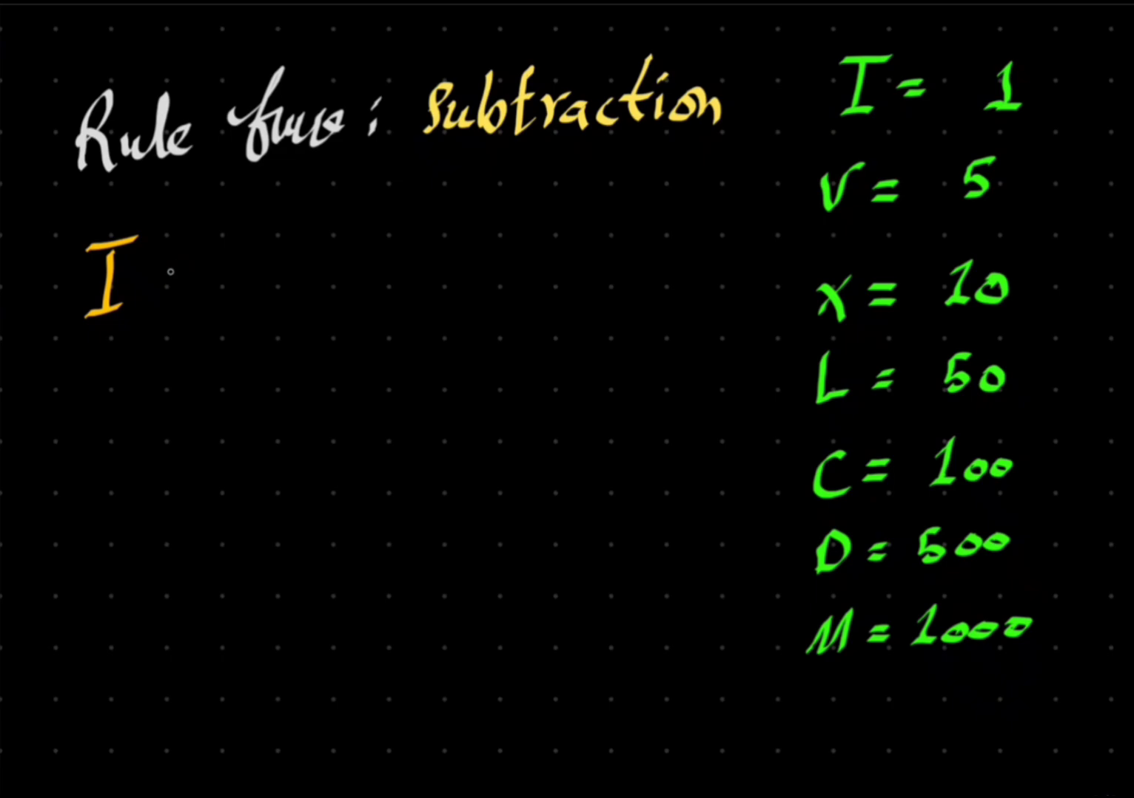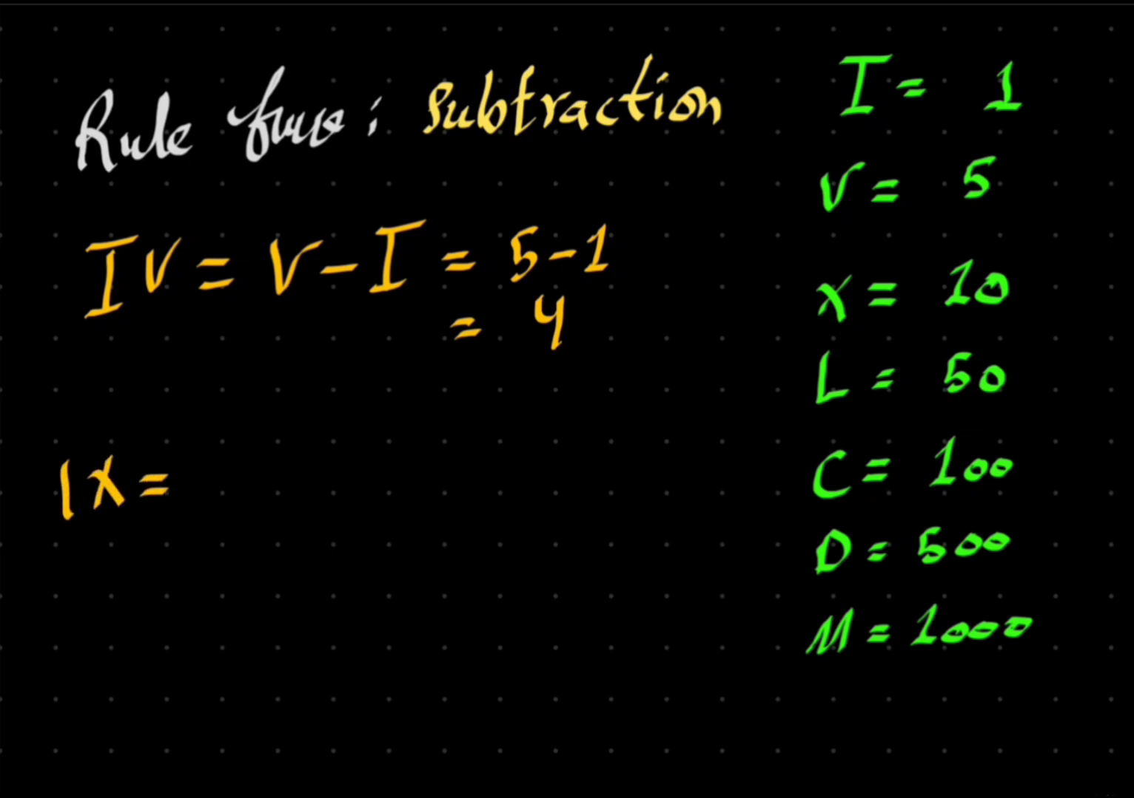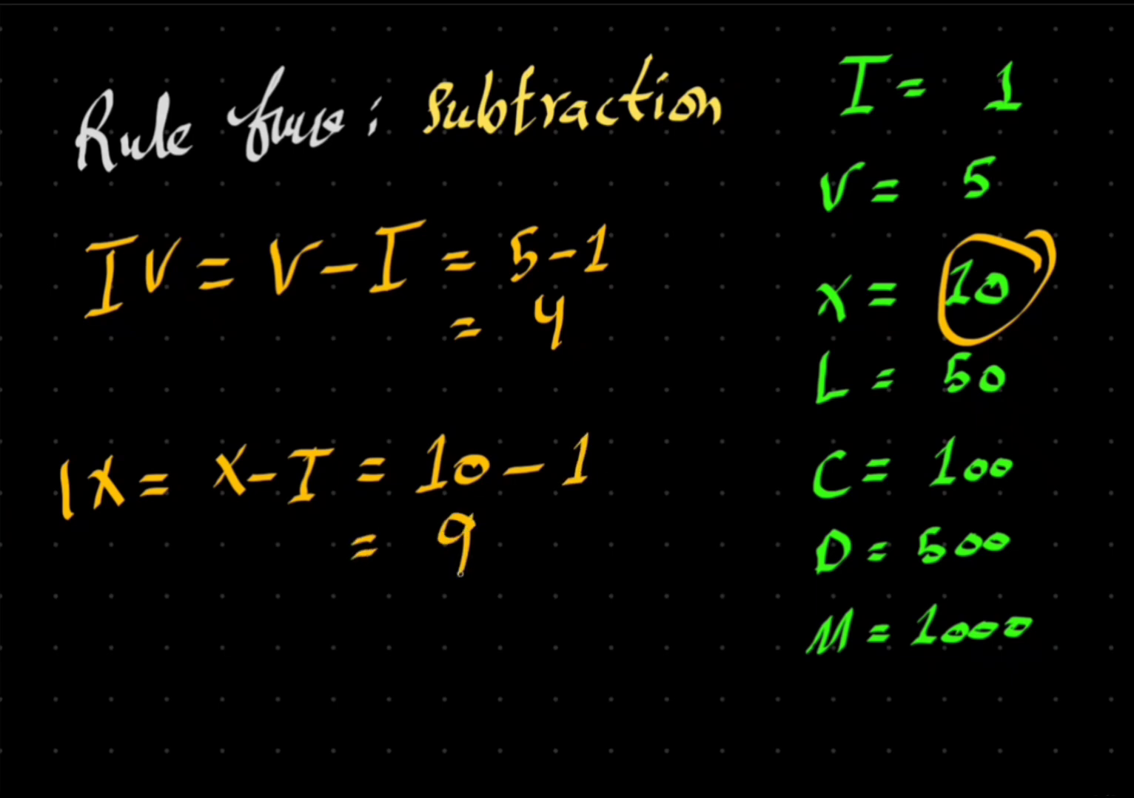First is IV, which means V minus I equals 5 minus 1 equals 4. IX equals X minus I, which equals 10, here 10, minus 1 equals 9.